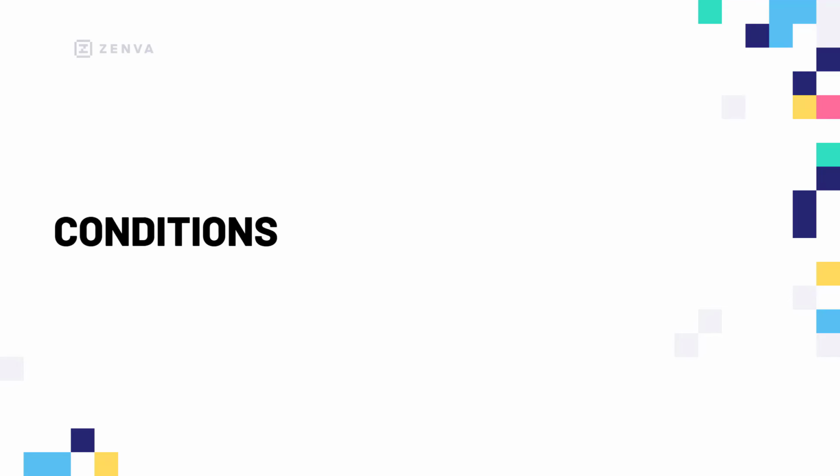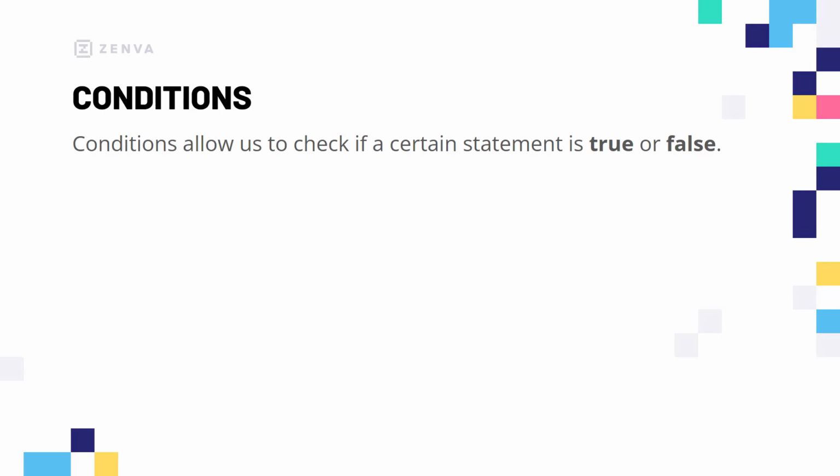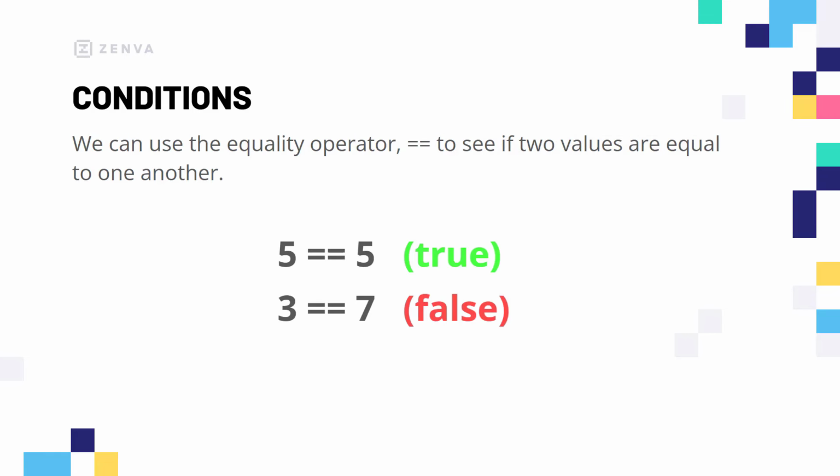Hey everyone, in this lesson, we are going to be looking at conditions inside of Unity. Now, a condition is essentially this thing that allows us to check to see if a certain statement is true or false. Now, with a statement, this is essentially something that we declare, and the computer tells us if that is a true statement or a false statement.